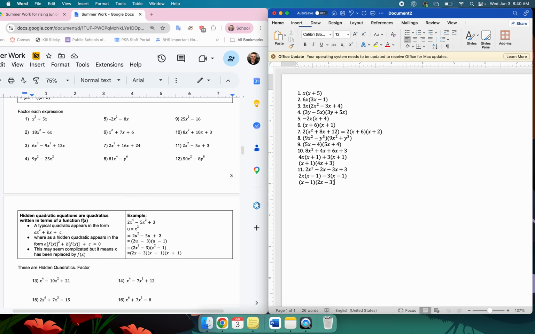As I said for number 10, if you guess and check or box method your way through this, whatever you want to do, I'm not going to throw too much shade on those methods, but I do like doing problems without having to guess.